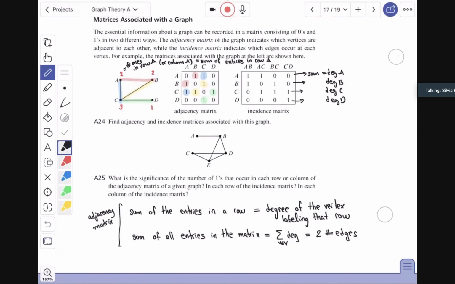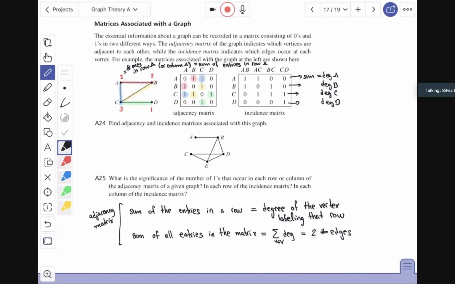So that's essentially all we're going to do. You can practice with this problem. It should be pretty easy. Just find both matrices for that graph. Any questions so far?